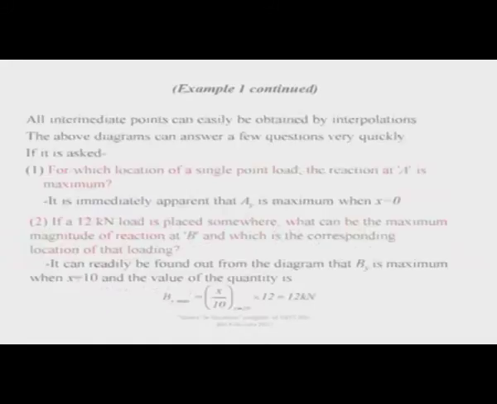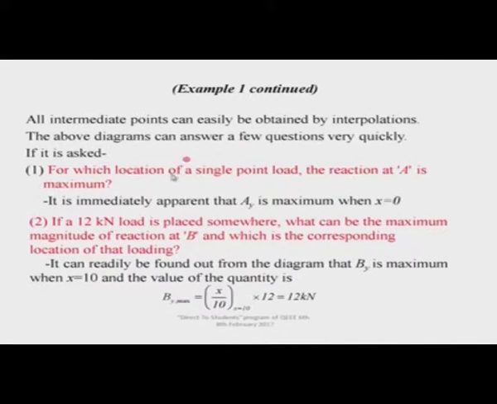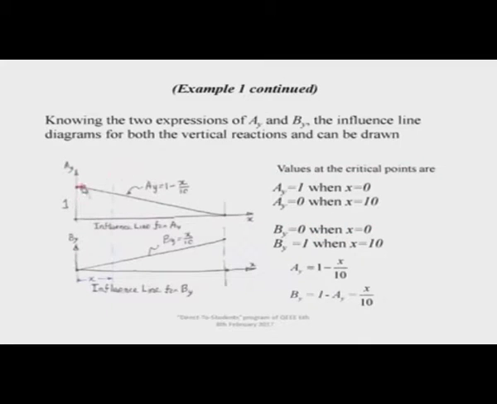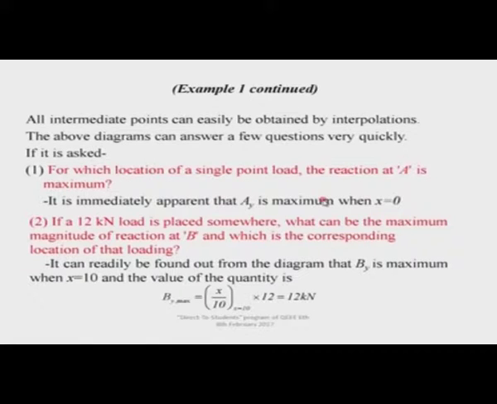Now, let us see what it can do. First of all, if somebody asks me at which location of a single point load the reaction at A is maximum, it is immediately apparent from the diagram that the diagram goes positive and maximum here. So, it immediately says that from the influence line diagram it is clear that the maximum is when x equals 0, that means at the left end, correct, we know from statics.